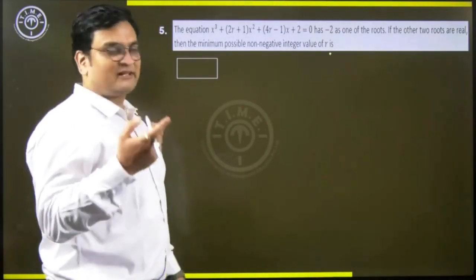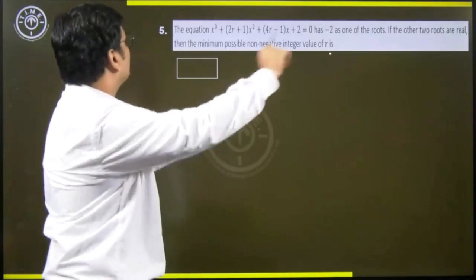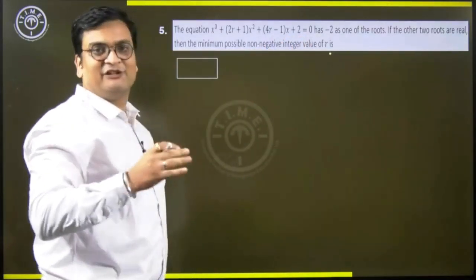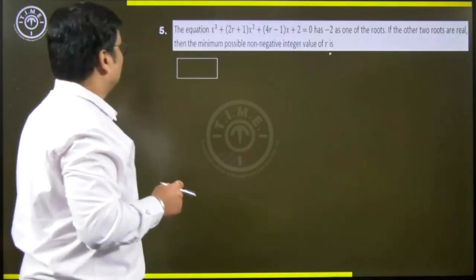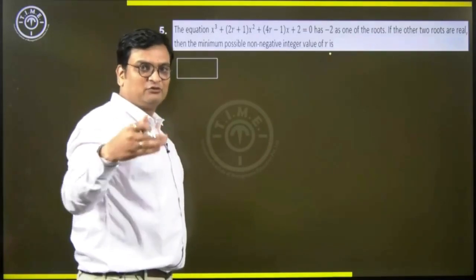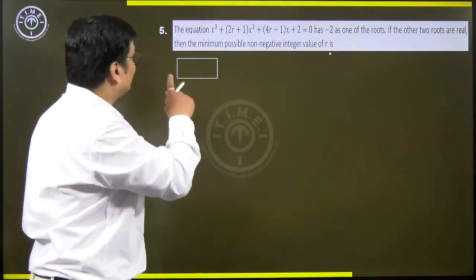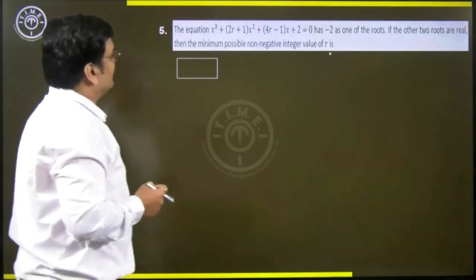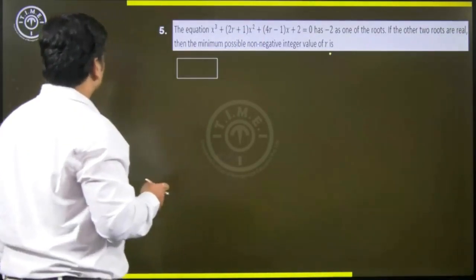If the other two roots are real, then the minimum possible non-negative integer value of r is... okay, non-negative integer value. So, when I say non-negative, it could be 0, 1, 2, 3, and so on. So, we want the non-negative minimum possible value for r. Okay, let's try to work this out.